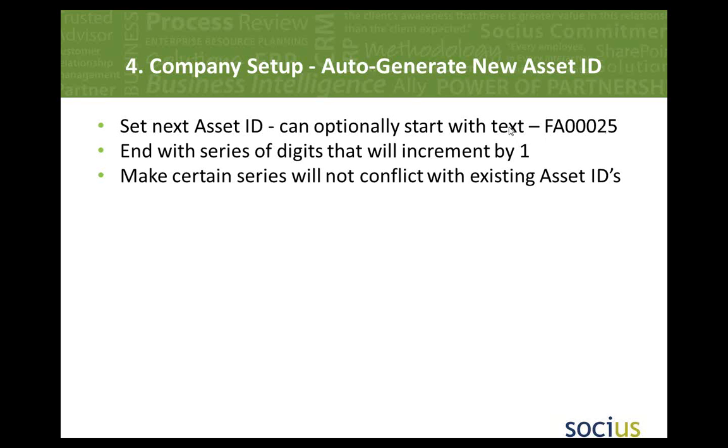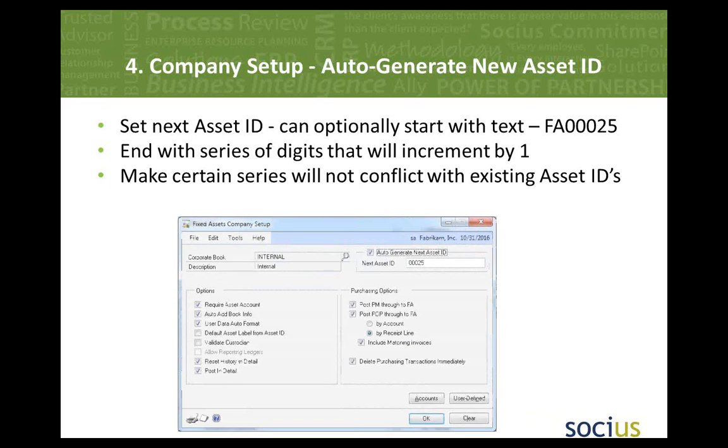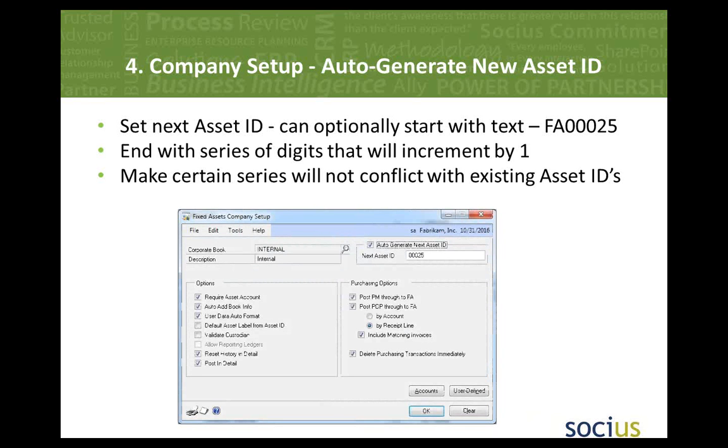Before you set this field, you want to make sure that you have looked at your existing assets to make sure that the sequential series that you're setting up will not coincide with assets that you already have within the system. And I'll show you that in just a moment. So here again is the fixed asset company setup window, and here's the new field for auto-generating the next asset ID.